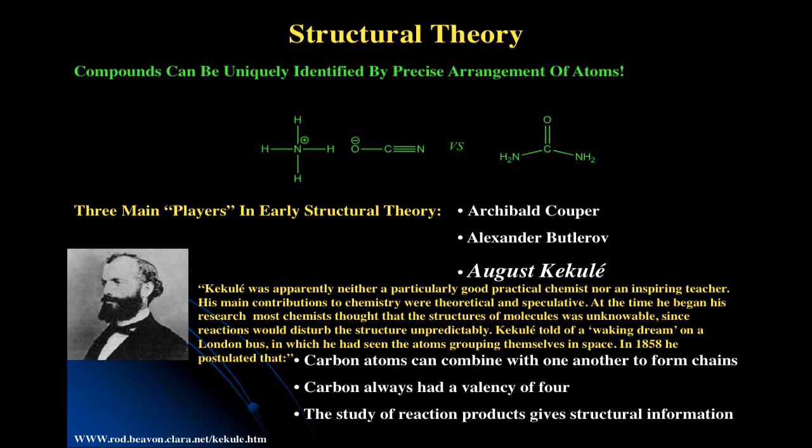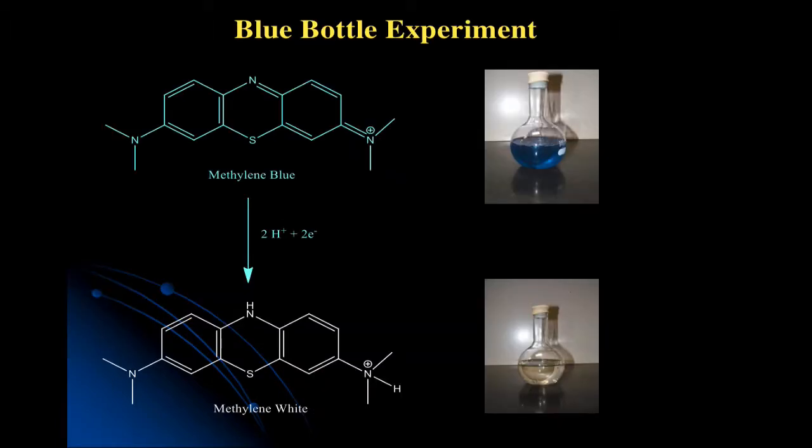And he also postulated that the study of reaction products gives structural information. By probing it through chemistry, we can get some structural information. Okay? Now, the blue bottle experiment that we just did, this is how it is right now. This is the structure. It's called methylene white. When I shake it and oxygen goes in, I am oxidizing it to methylene blue. What's the difference in the structure?